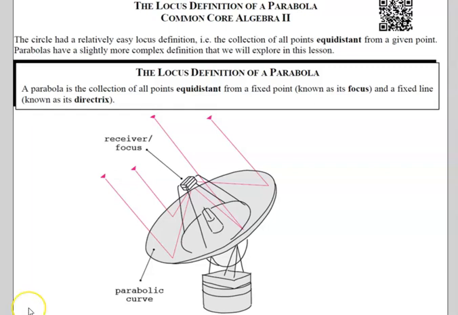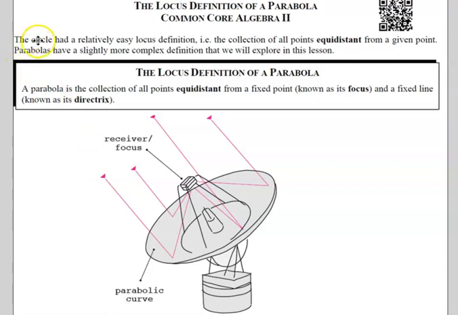In this recording, we're going to look at the locus definition of a parabola. You'll have to pardon my voice, it's not 100%, but I thought it was worthwhile to record this video because the one I had from the previous year was a little confusing. I think I can do a better job simplifying the concept here.